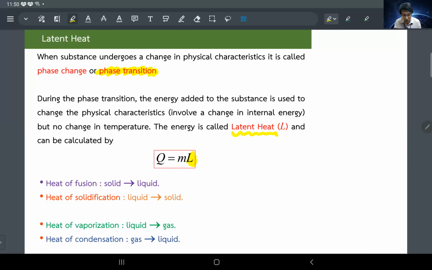Okay, make sense? So for example, if you want to go from solid to liquid, we call it fusion. If you want to go from liquid to solid, that is solidification. Of course, if you go backward, if you want to go from liquid to gas, that is vaporization. And if you want to go from gas down to liquid, that is condensation. All right, you can go back and forth, but during that phase transition, you need that latent heat for that transition.